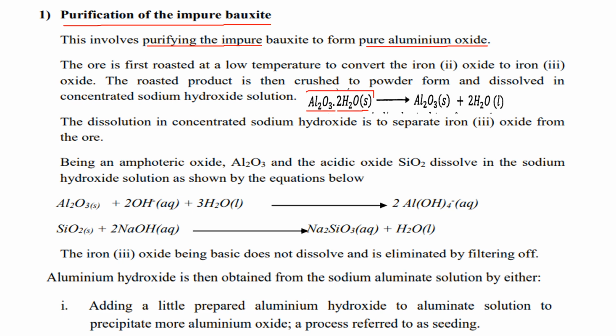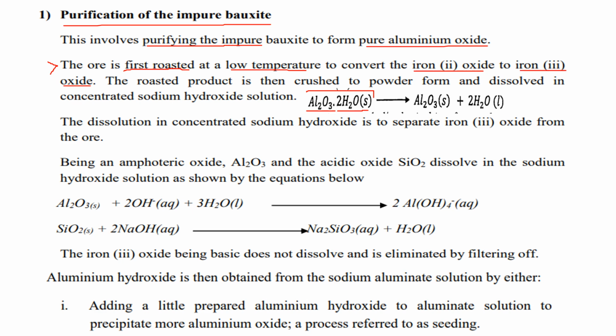Now what do we do in this purification step? Remember, when you are dealing with extraction, everything has to be step by step. So Roman number 1, the ore is first roasted. Now you have seen that bauxite has a component of water. So we first roast it using a low temperature so that we can convert, like I stated in the previous slide, the unconverted iron oxide to iron 3 oxide.